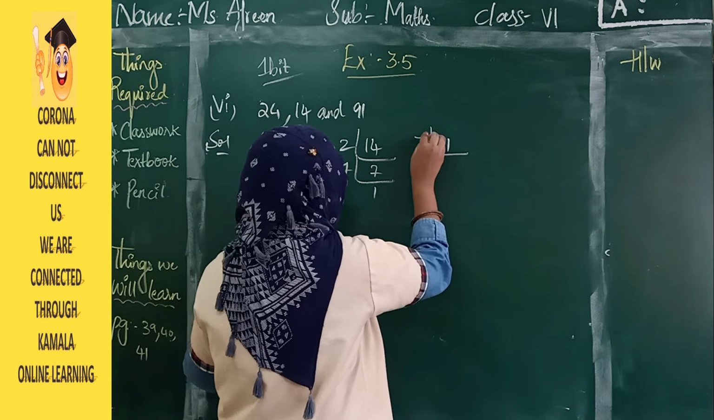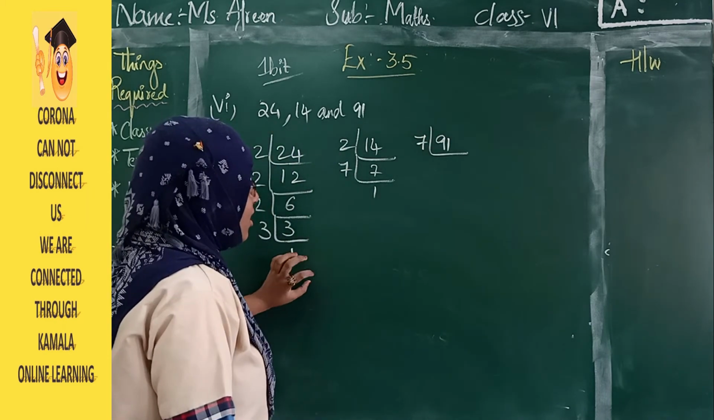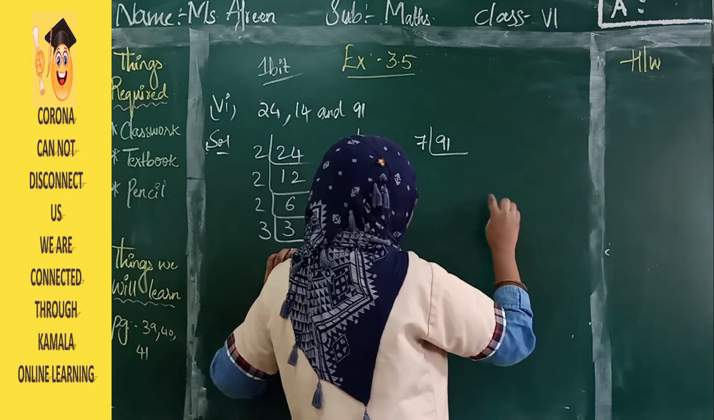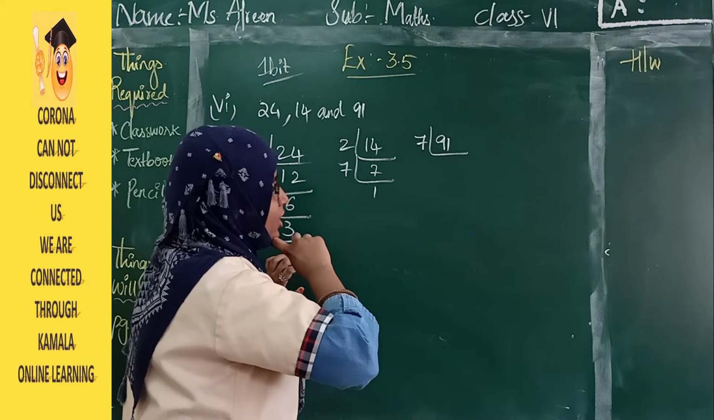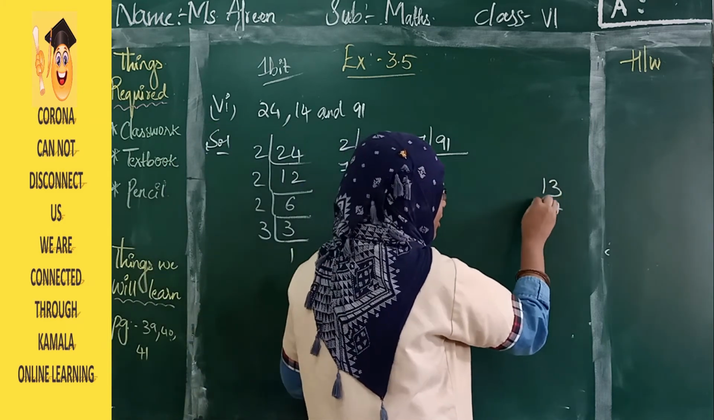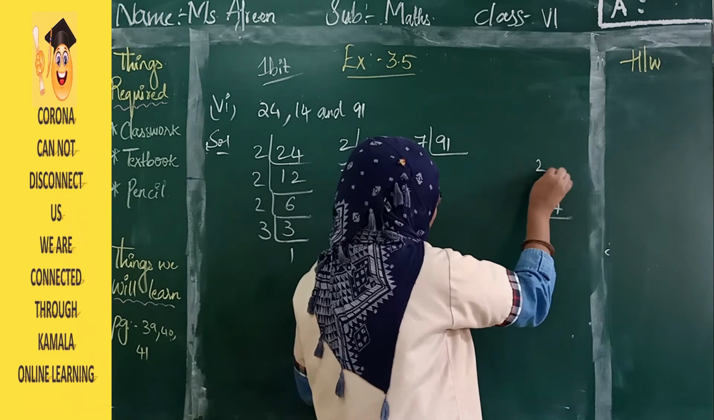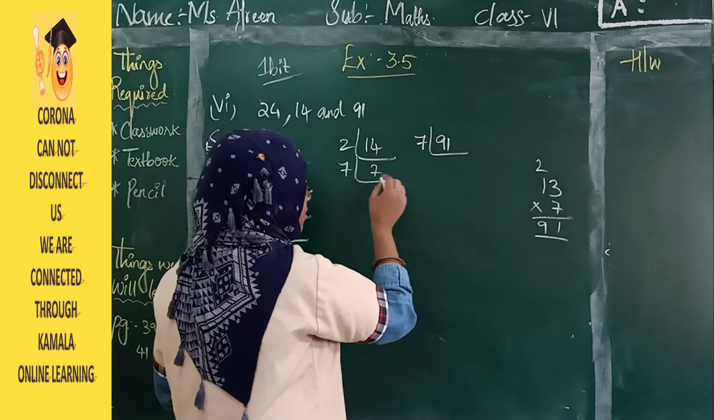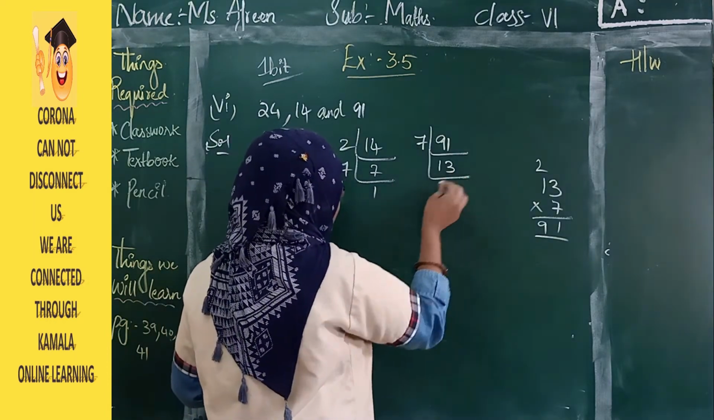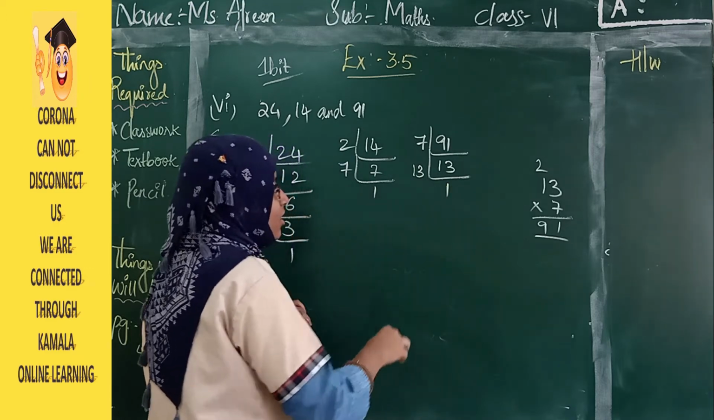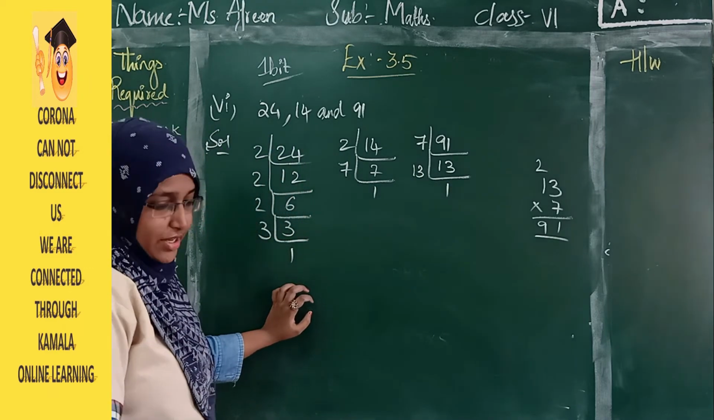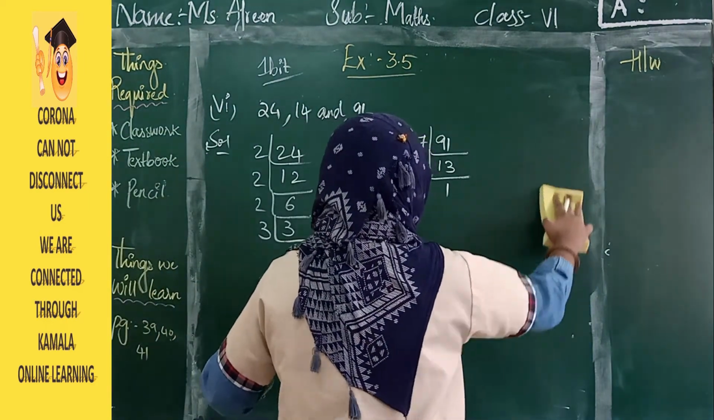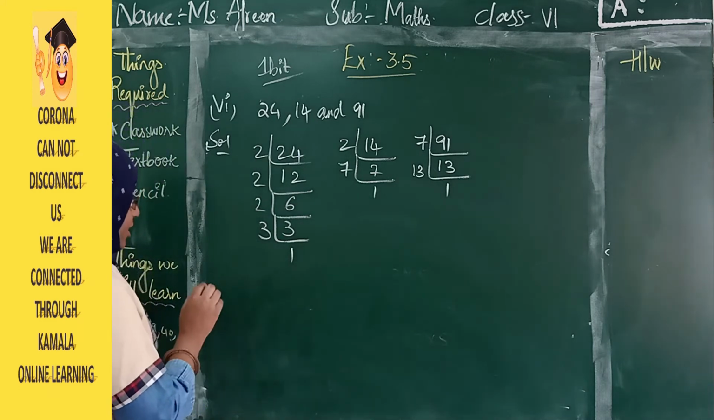Let's check for 72, 84. So 13 sevens are? What do you get for 13 sevens? 7 threes are 21, 77, 78. Okay, 91. So 7 thirteens are 91. Again, 13 is a prime number, 13 ones are 13. Can we write in many ways, right? For 91? Yes, okay. Right, we have written. So let us write what are the factors.